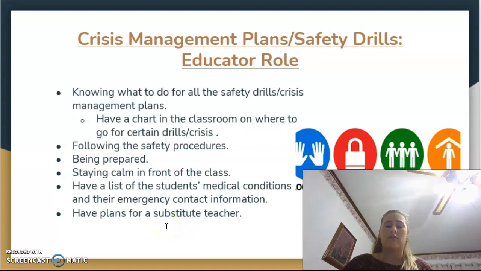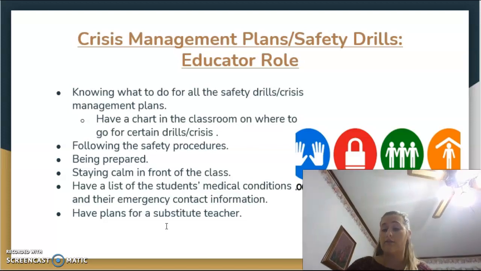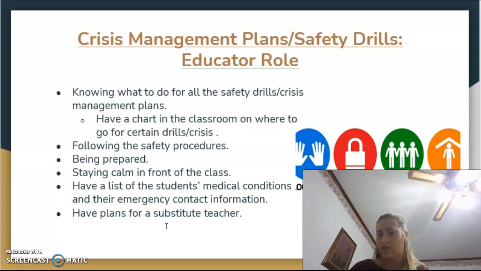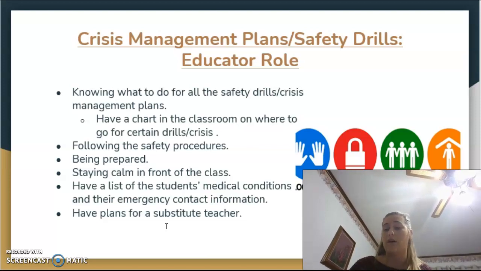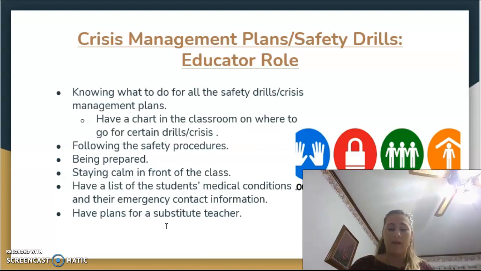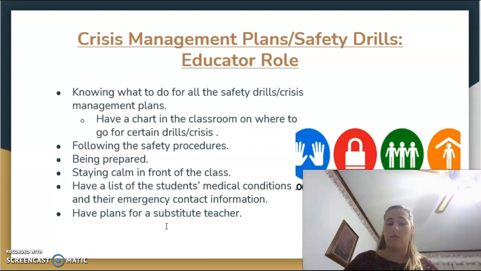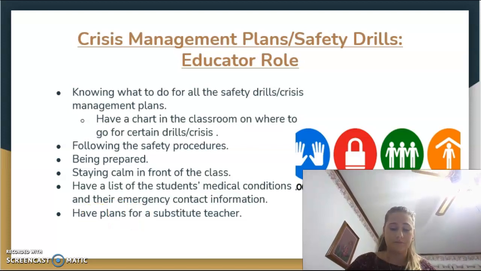Having a list of students' medical conditions and their emergency contact information. So if a student is having a seizure or allergic reaction at school, the teacher and nurse can contact the parents so that they can come to the school to get their child or tell the school what they need to do to help their child at school. Another important thing is to have plans for the substitute teacher so that the substitute will know what to do during these times.